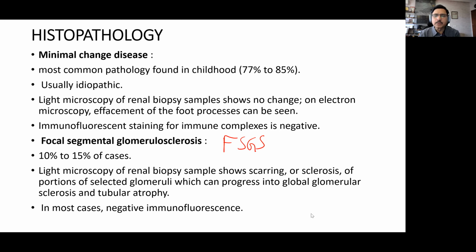And the light microscopy samples show, because of the glomerular sclerosis, focal scarring and sclerosis, and portions of the selected glomeruli will progress on to global glomerular sclerosis, and this will be accompanied by tubular atrophy. Okay, give the renal biopsy specimen to them. See, normal glomeruli interspersed with some glomeruli which are scarred. So that's why it is called FSGS, focal segmental glomerulosclerosis. Immunofluorescence is negative. It is the rarest of the three causes and the most fatal of the three. Okay?